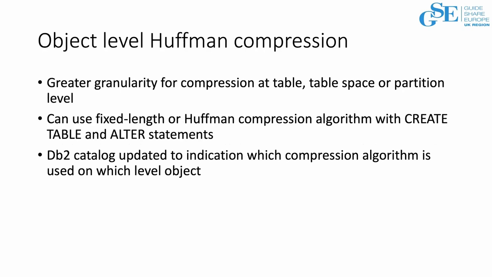Next, object level Huffman compression. With function level 509, this was introduced. It gives you the capability to explicitly specify either the fixed length or Huffman compression algorithm at the table space or partition level. You could do this with the create table space and alter table space statements. The Db2 catalog is then updated to indicate the type of compression algorithm used for that object.